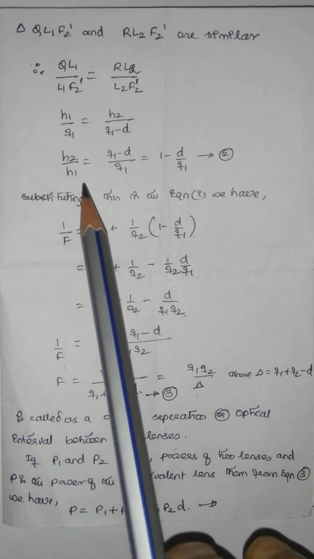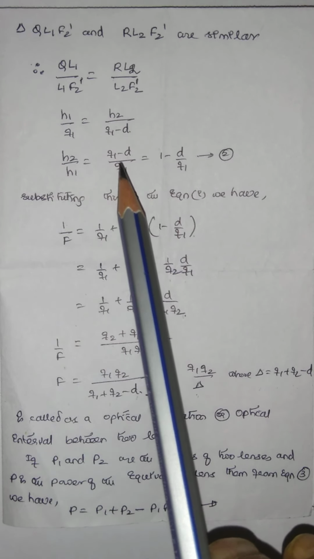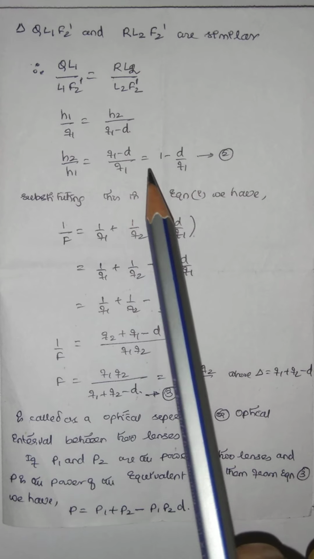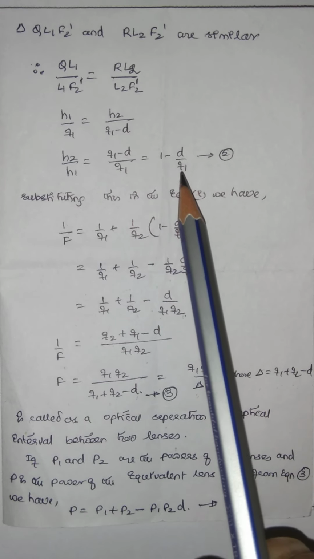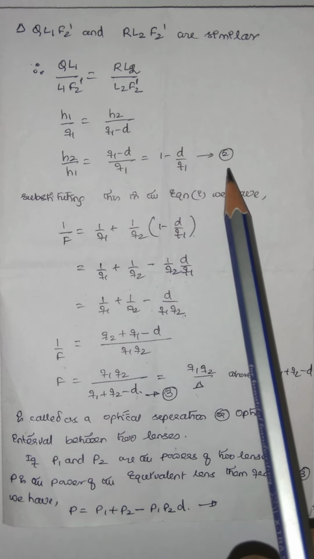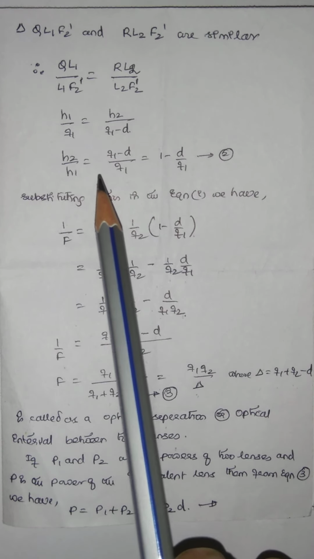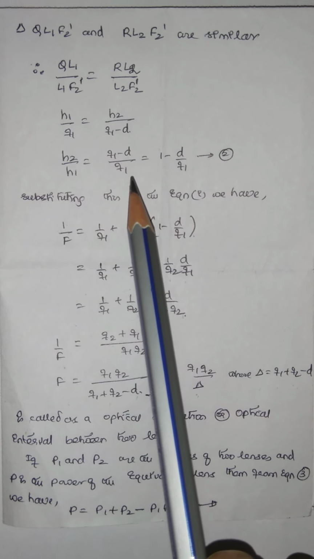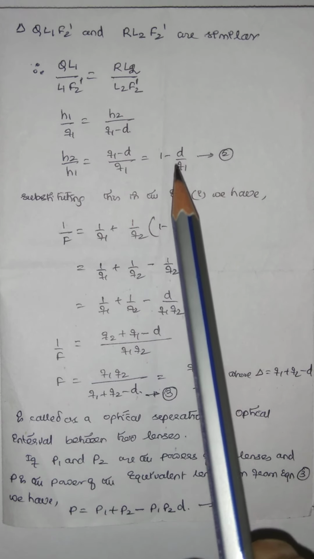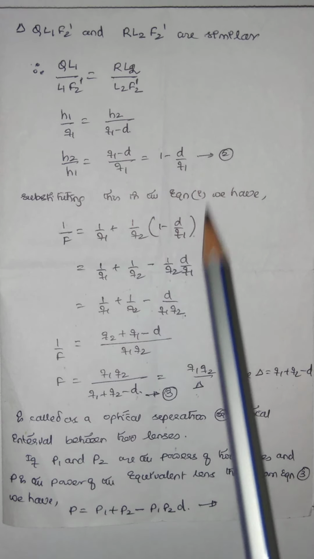So, H2 by H1 is equal to F1 minus D by F1. That is equal to 1 minus D upon F1. Let us call this the second equation. That is, in other words, H2 by H1 is equal to F1 minus D by F1 is equal to 1 minus D upon F1. Let us call this the second expression.